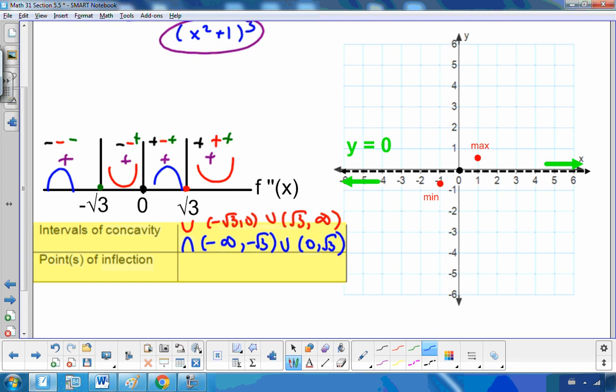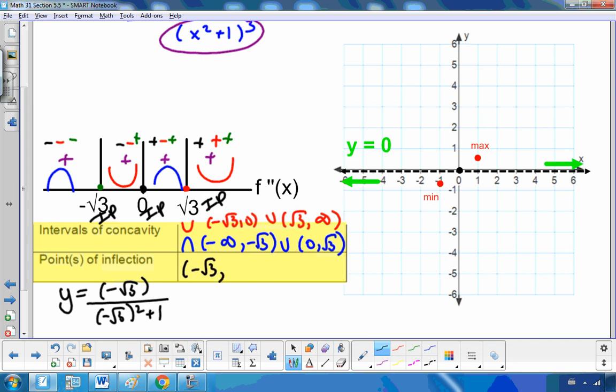Okay, so looking at this, I don't have any restrictions in my original domain, so it looks like I have an inflection point here, here, and here. So 3 different inflection points. So if we look at this, I have an inflection point at negative root 3. So putting that into my original equation, I would have negative root 3 all over negative root 3 squared plus 1. So that works out to be an inflection point at negative root 3 and negative root 3 over 4.